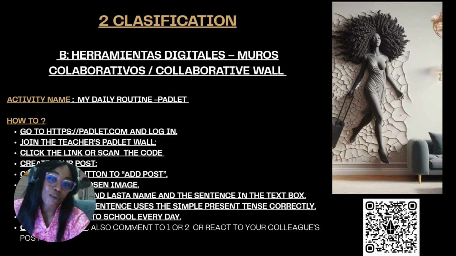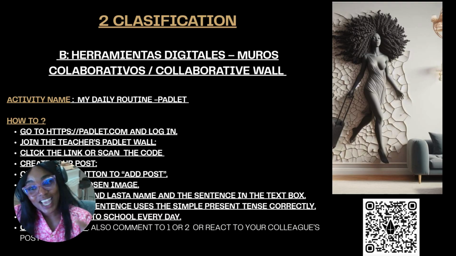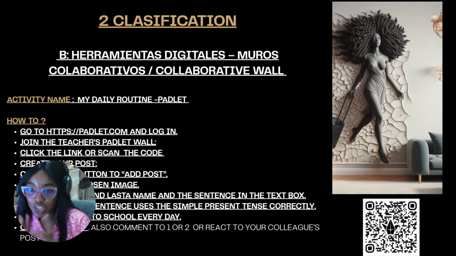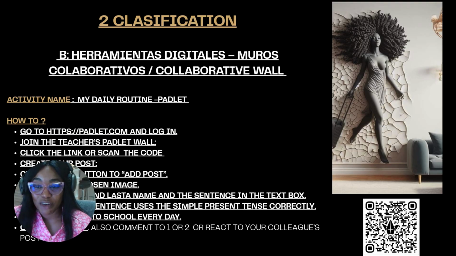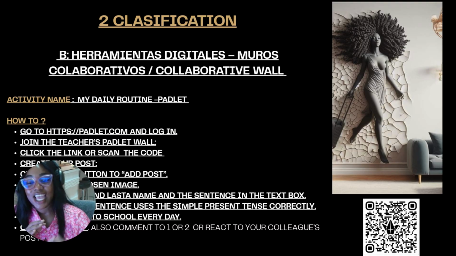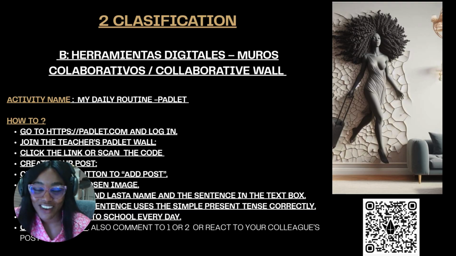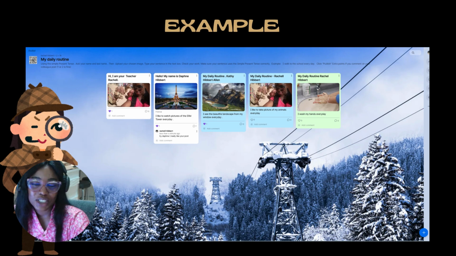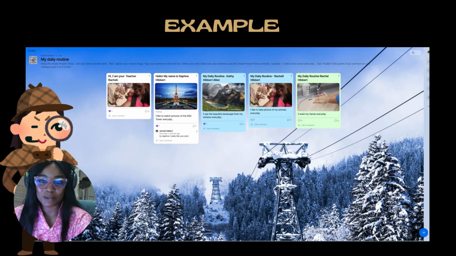The second classification where we're going to be using Padlet is a collaborative wall. Students can go to the link that is also on this panel, or they can scan the QR code with their mobile device. Now, they join the wall, they add the post, they add the image using the same information that we're handling, which is the simple present tense. And as bonus points, they get points for reacting to the posts of other colleagues. All right. So this is how it should look, or the example.